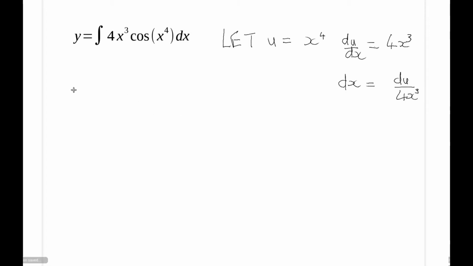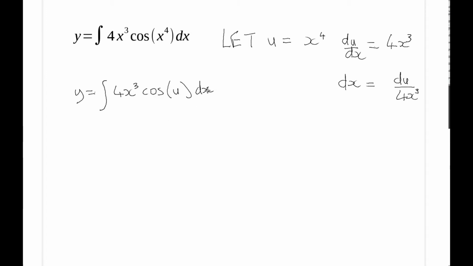So let's have a look. Now we've got y equals the integral of 4x^3 times cosine, and we've substituted in u there, dx. We want to do the integral of this. If we treated it as it was, it wouldn't work, of course, because this is an x, and if we tried to deal with it, this would actually be a constant, so it would just disappear. So it's not going to give the correct answer.